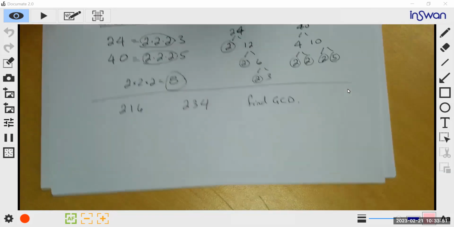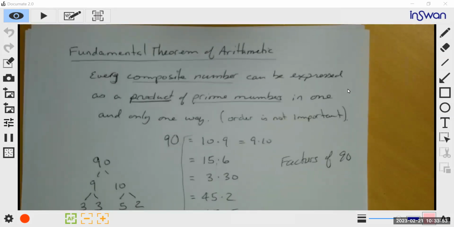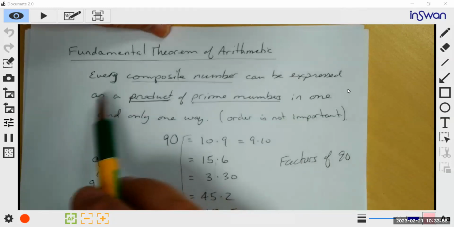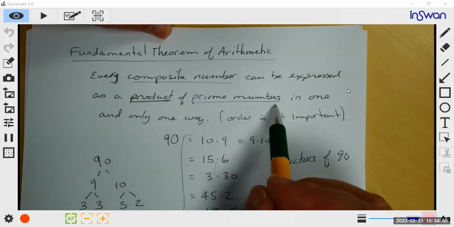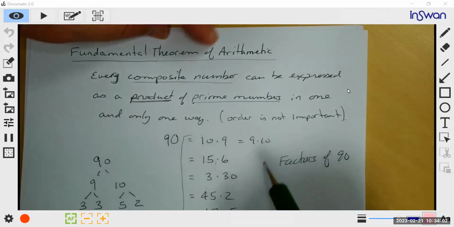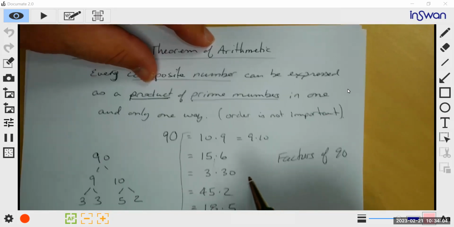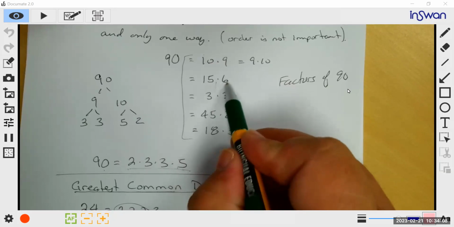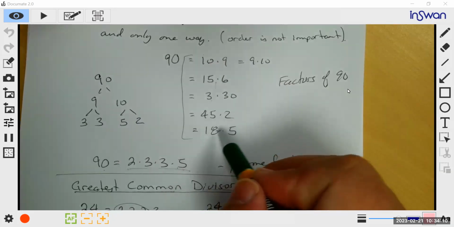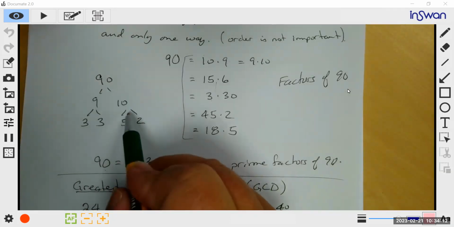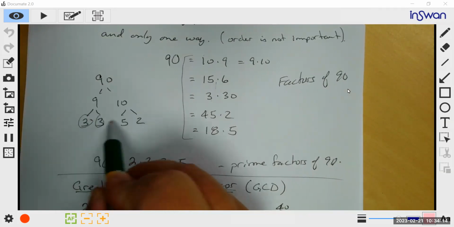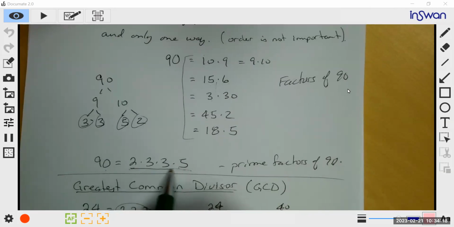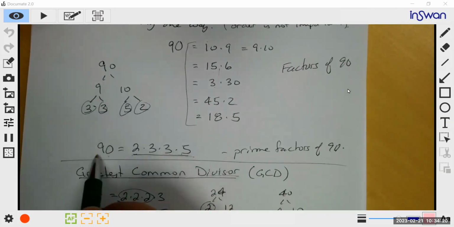It's a divisor. The fundamental theorem of arithmetic says every composite number can be expressed as a product of prime numbers in one and only one way. Order is not important. The factors of 90 are 10 times 9, 15, 6, 3, 30, 45, 2, and so on. But if we prime factorize it, these are the factors that are prime numbers. They can only be put together one way to equal 90.